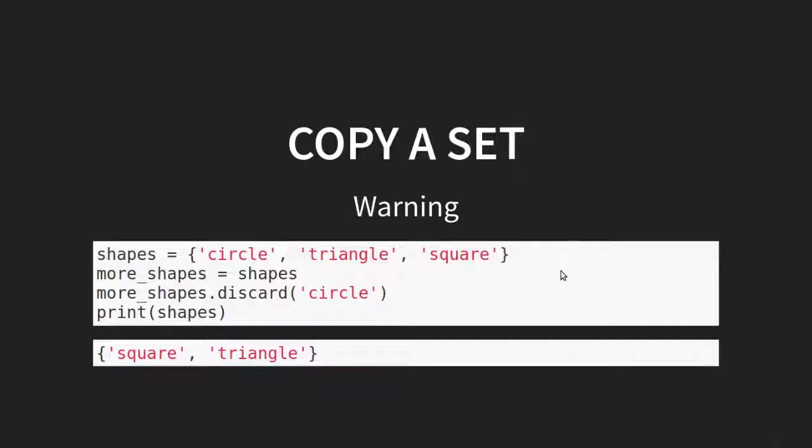Copying a set. This is a bit of a warning. So here we go. We've got our trusty set of shapes. And sometimes you can just do this kind of thing. So we've got shapes here, and we are just going to assign shapes to more shapes. And then in more shapes, we're going to discard that circle and then print out the original variable.